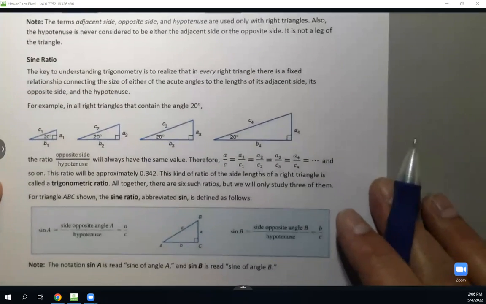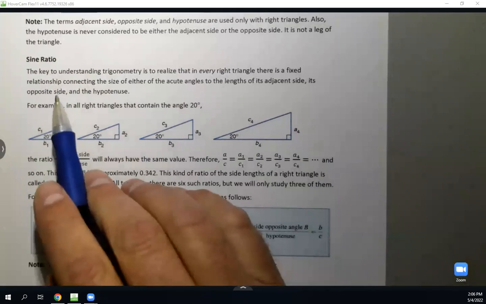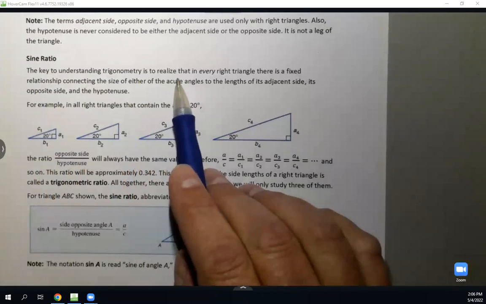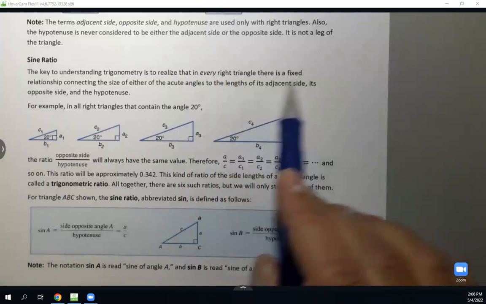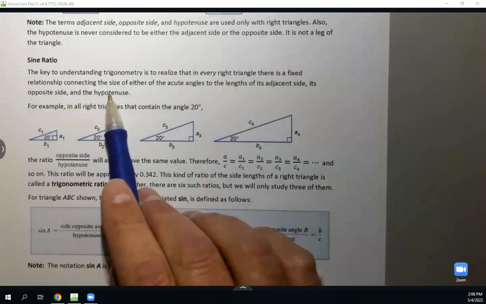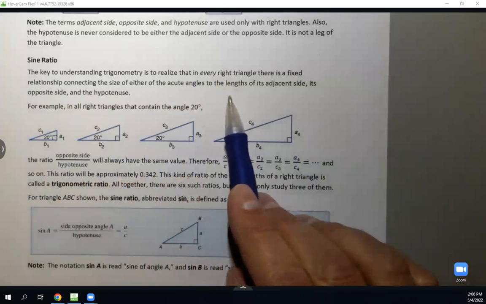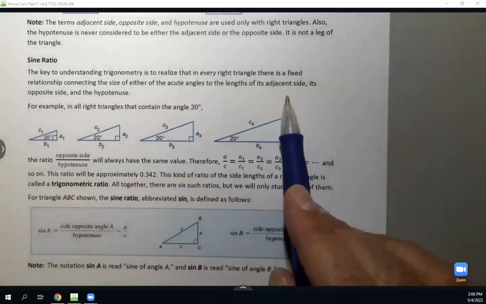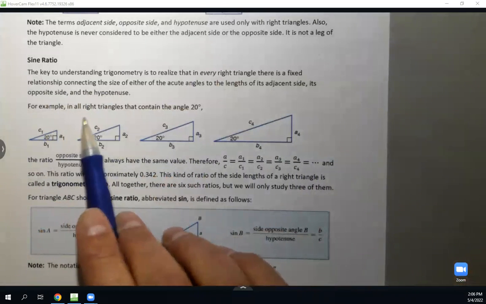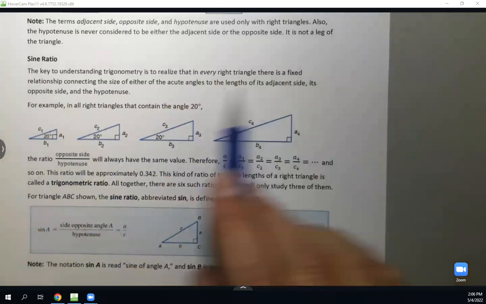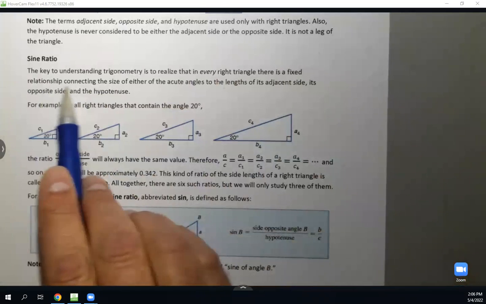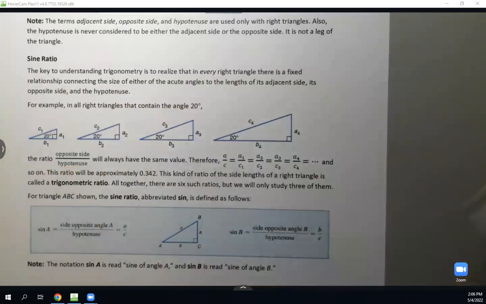Now, the sine ratio. The key to understanding trigonometry is to realize that in every right triangle, there is a fixed relationship connecting the size of the acute angles to the lengths of the adjacent side, the opposite side, and the hypotenuse. So again, there's a fixed relationship that connects the size of the acute angles with the side opposite, the side adjacent, or the hypotenuse.